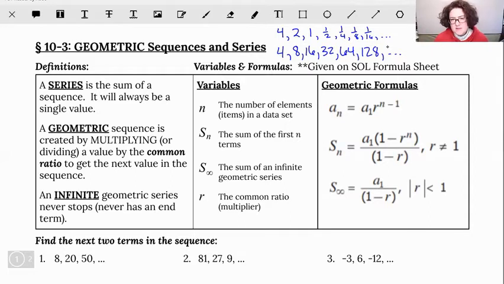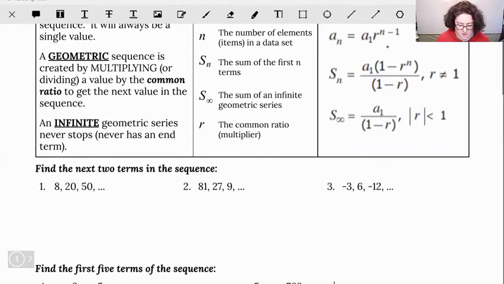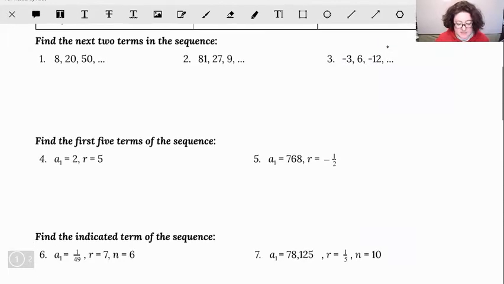So just like before, let's look at several different examples and see how we can apply these. First, find the next two terms in the sequence. Let's establish the pattern. What do we have to multiply by to get to the next number? What I'm going to do is take 20 and divide it by 8 to see what that extra multiplier was. 20 divided by 8, I get actually 2.5.